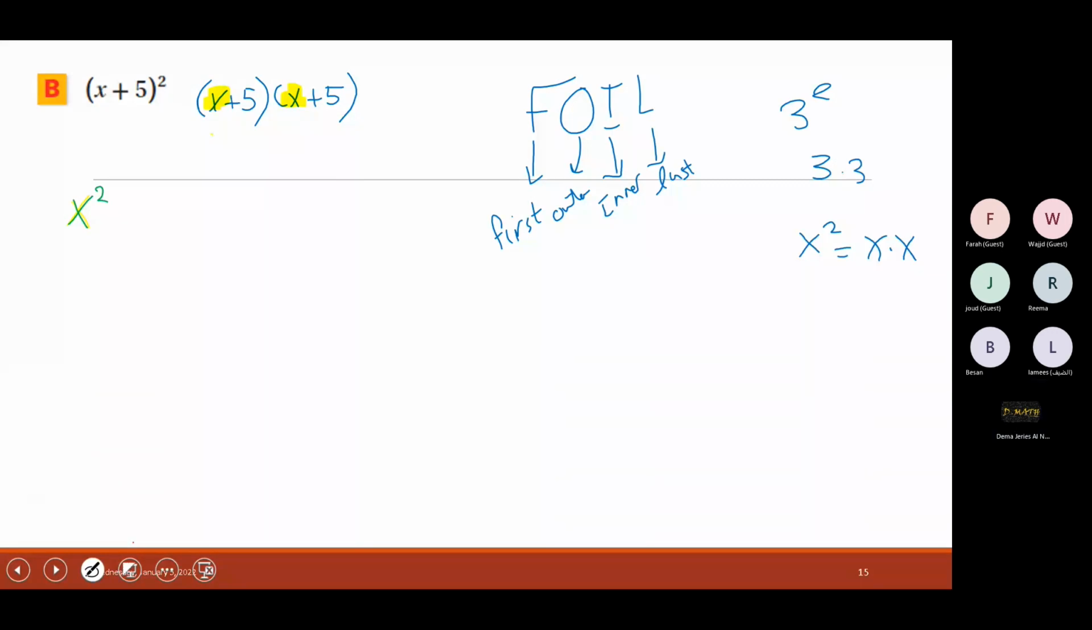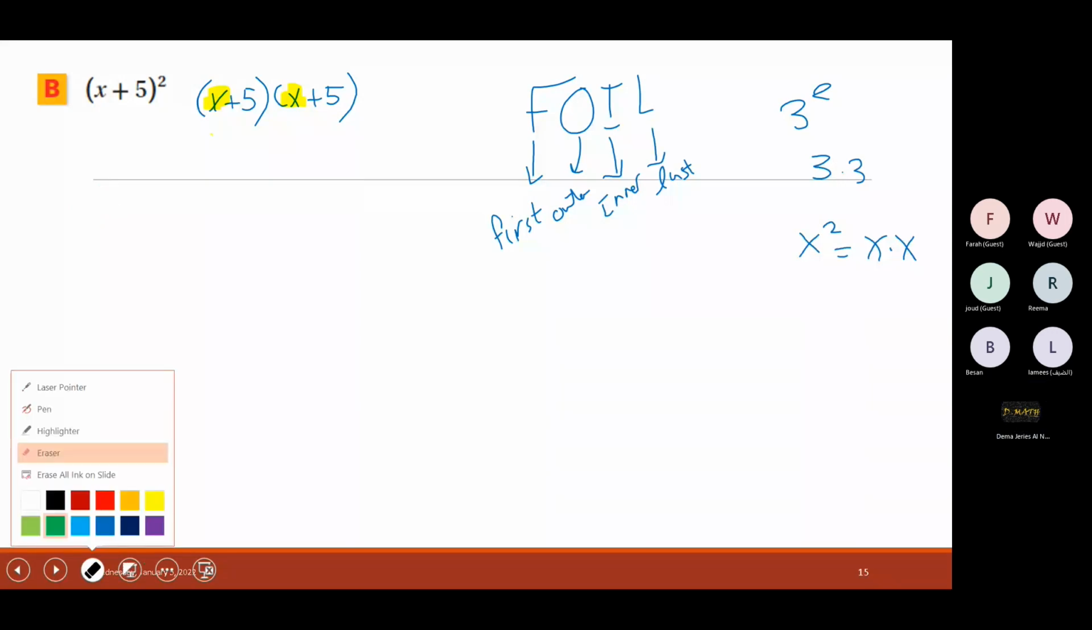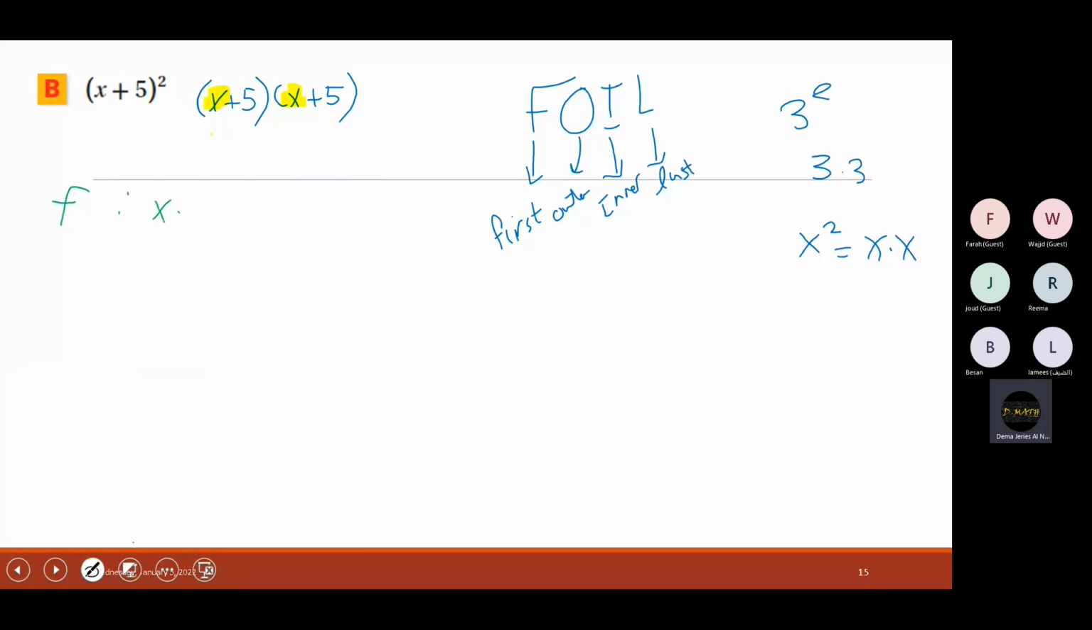So first I multiply the first terms. Let's write here: the first terms are x times x, which is x squared. Then the outer. What are the outer terms? As I told you, the one that is to the right and the one that is to the left. So they are x and 5. These are the outer terms. X times 5, which is 5x.